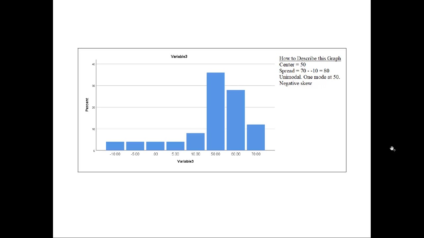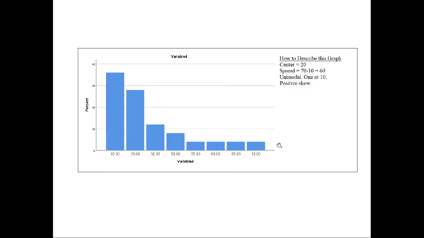In this graph, the center is 50, the spread is 70, the largest value, minus negative 10, the smallest value, which equals 80. The graph is unimodal with one mode at about 50. In this graph, there is a negative skew as the left side of the graph extends much further than the right side of the graph.